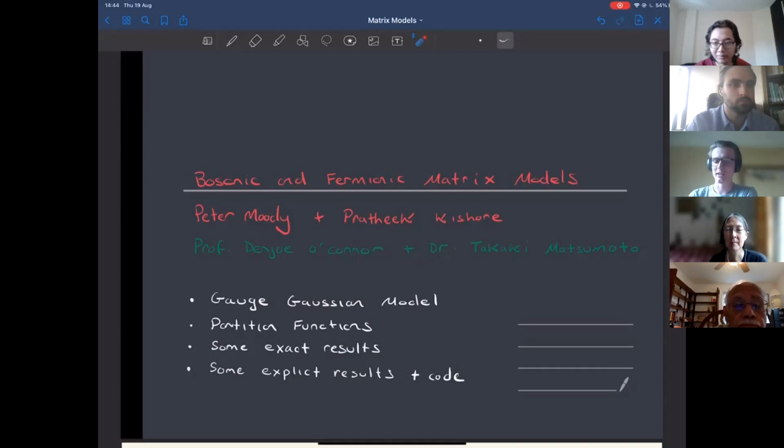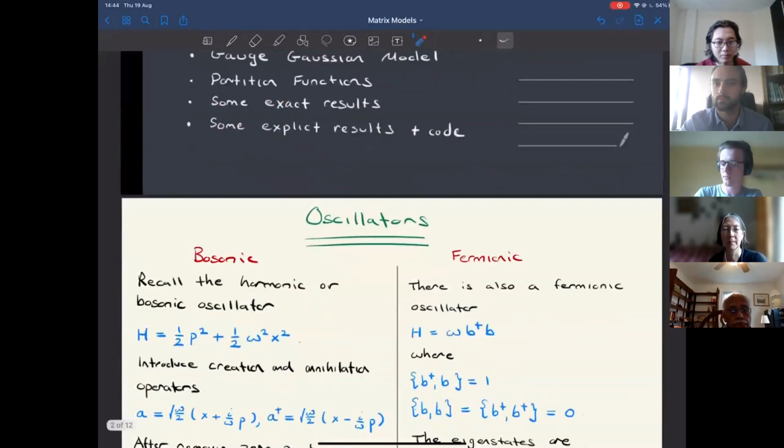Okay, so this is a talk in 4 parts. So there's 2 theory sections. So I'll talk about the gauge Gaussian model, which is like the simplest example of a bosonic matrix model. And then Prathik is going to introduce the theory related to partition functions. And then I'll talk about some exact results and some of the stuff I tried doing towards the end of the project. And then Prathik will talk about some of his results he tried doing and some coding that he did towards the end of the project as well. So I'll just jump straight into it.